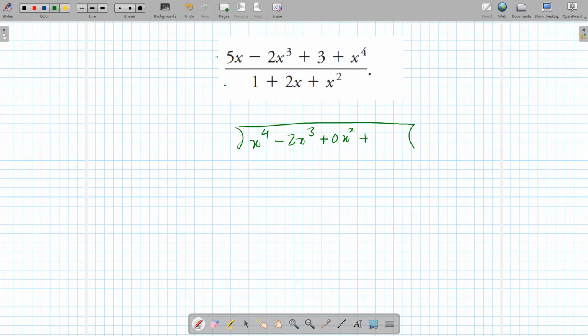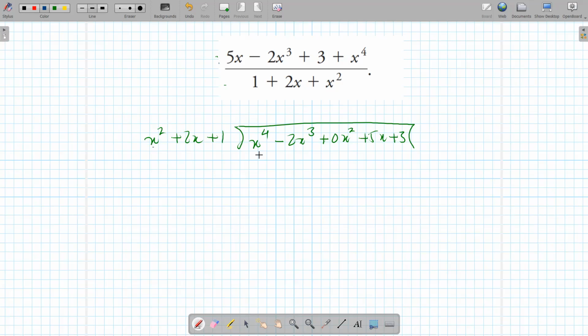Then after this, we have a 5x. After this, we have a 3, okay? Same thing. The other one, we're also going to write in descending order. There we go. This is our setup. And everything else is just as we did before. Now bear with me.